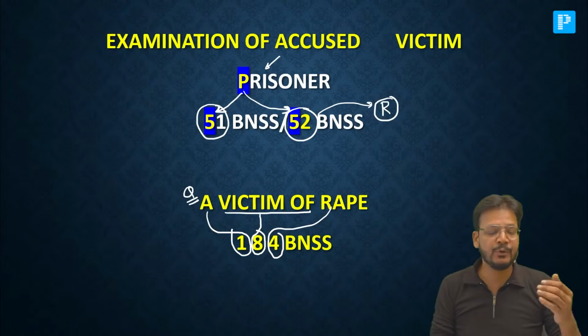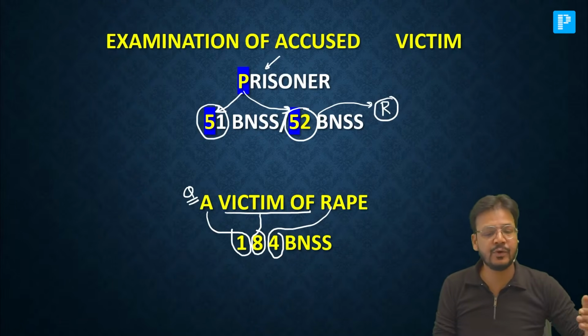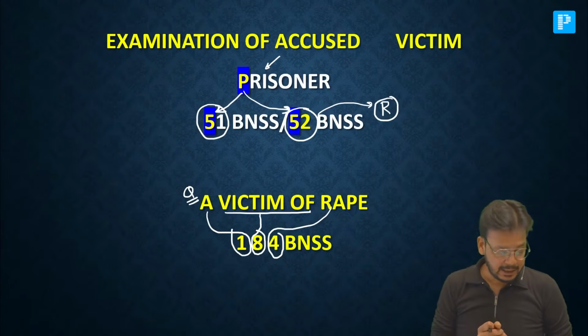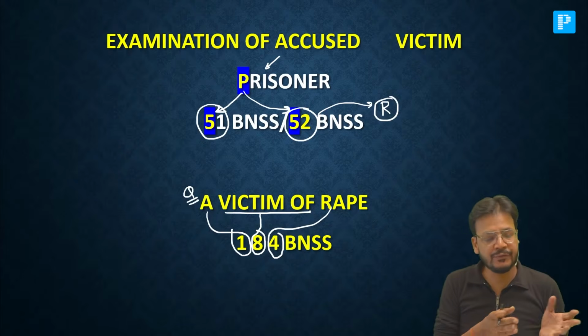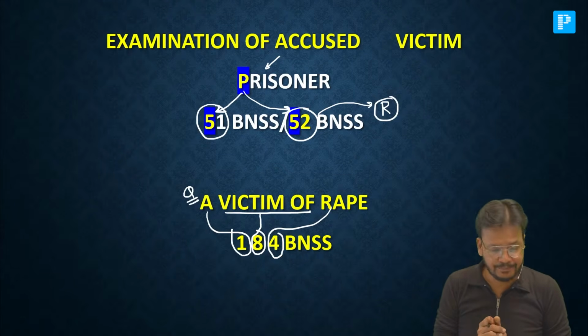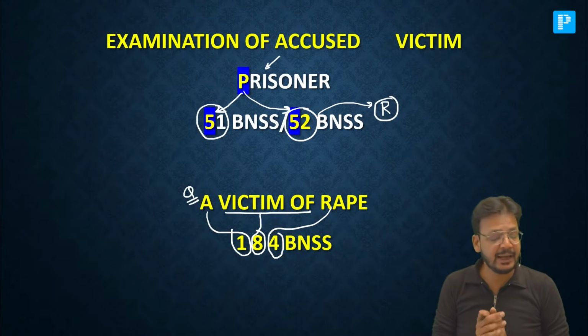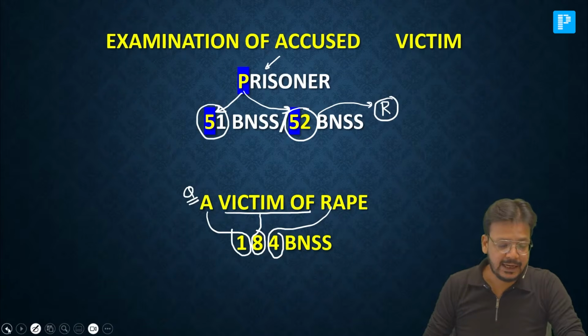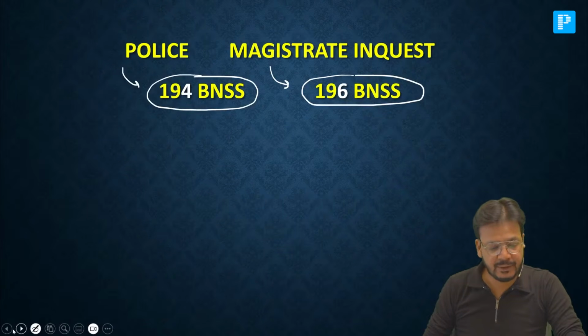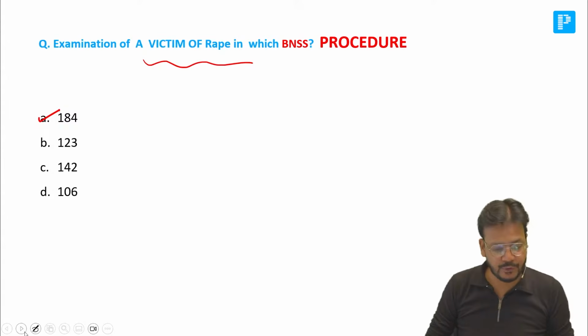Keep these four in mind. Police inquest 194, police hits a four; magistrate inquest 196 BNSS. Very simple, okay. Crime information to police, 33 BNSS. Prisoner or accused examination: normal case 51 and rape case 52. And examination of a rape victim, a victim of rape: A 1 letter, victim of 8 letters, that is 184 BNSS. So that's a very important one, my dear friend. This question is done, 184 BNSS.